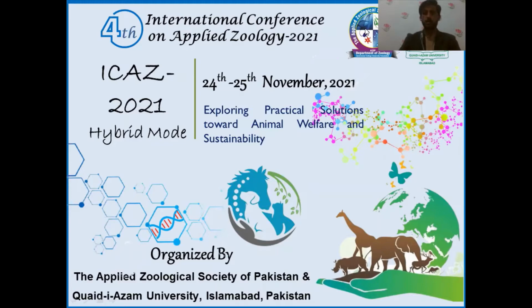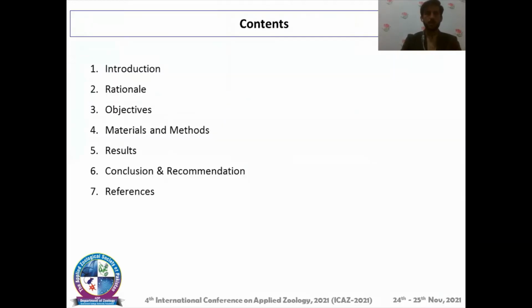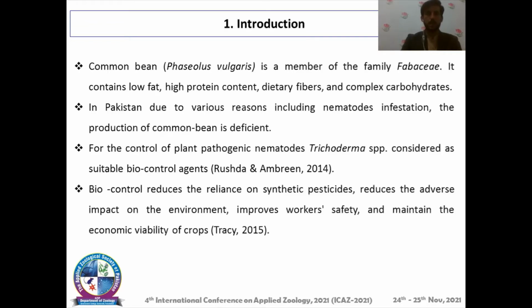Field Microbiology at Cohort University of Science and Technology, Cohort. The topic of my abstract presentation is control of root knot nematode, Meloidogyne incognita, in common bean plant by Trichoderma species isolated from the fields of district Cohort. The contents of my presentation are introduction, rationale, objectives, material and methods, results, conclusion and recommendation, and references.